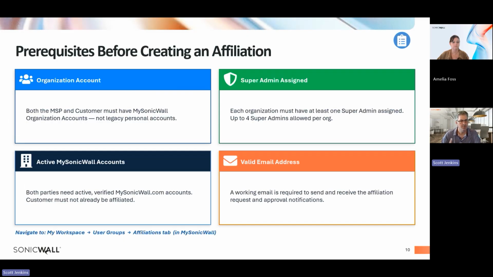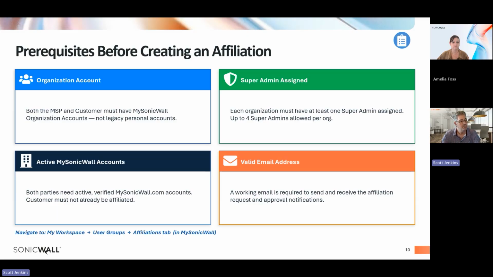And so you'll come through. How you would actually do this is go to my workspace, user groups, and again, hit that affiliation tab. And then you're going to put in a working email or an organizational ID to the company that you're looking for. And then you pick the tenant in your system.